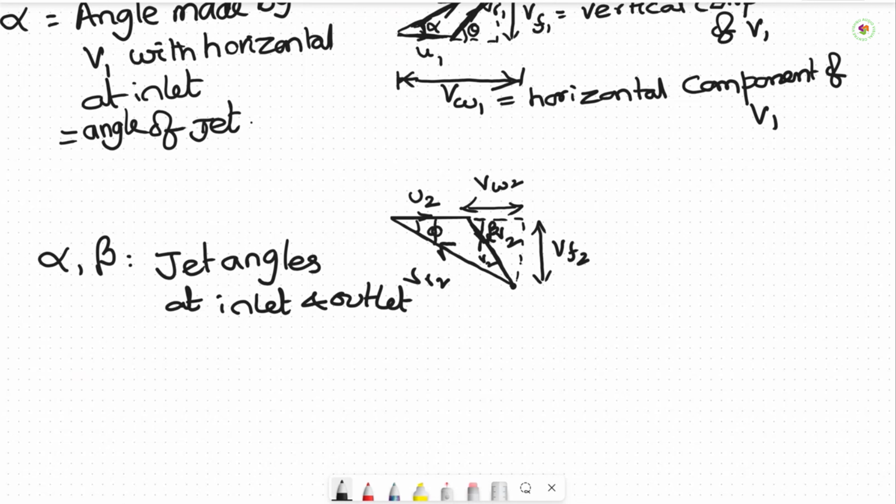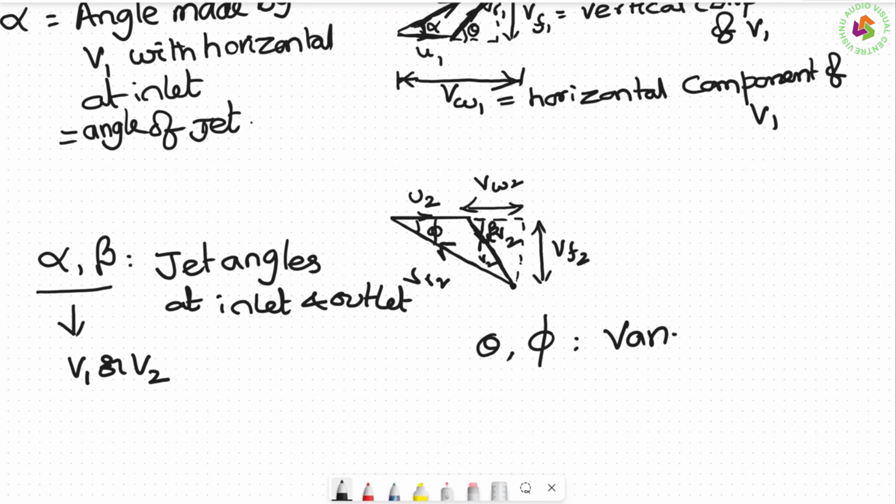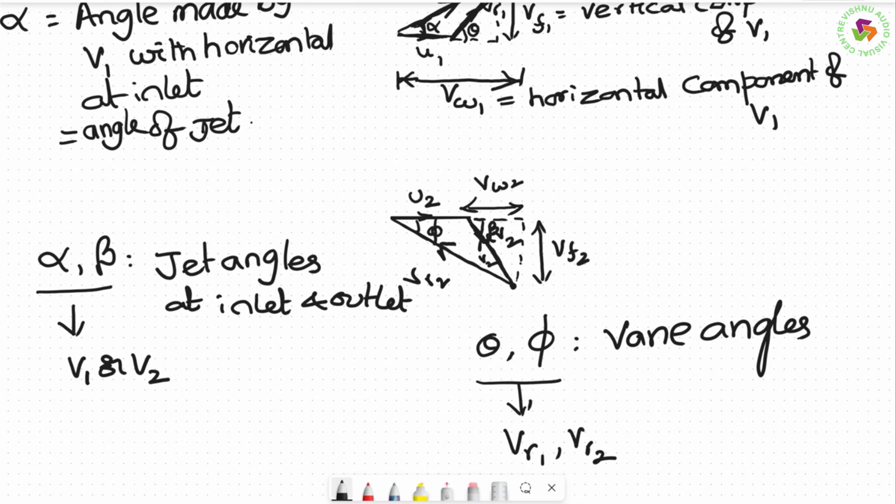And how are they measured? These angles are always with respect to V1 or V2, right? Whereas theta and phi are called vane angles. And these vane angles are always with respect to what? How VR1, VR2 make with the horizontal. So the relative velocities with the horizontal give theta and phi, the vane angles. The absolute velocity with the horizontal gives alpha, beta, gamma. So these are the things which you should know.